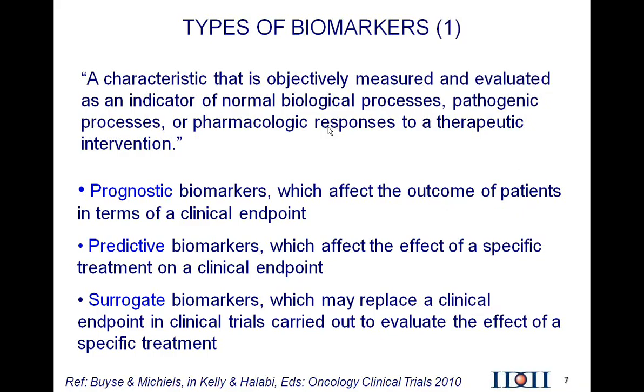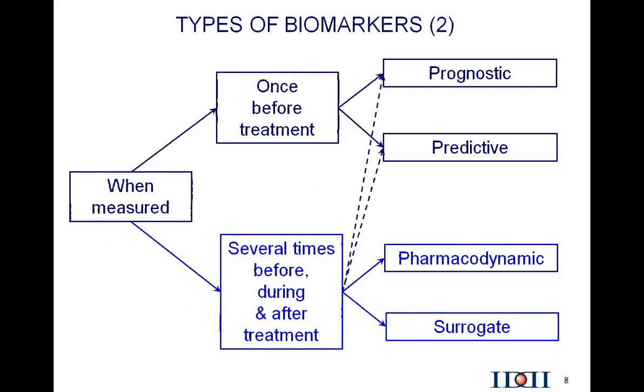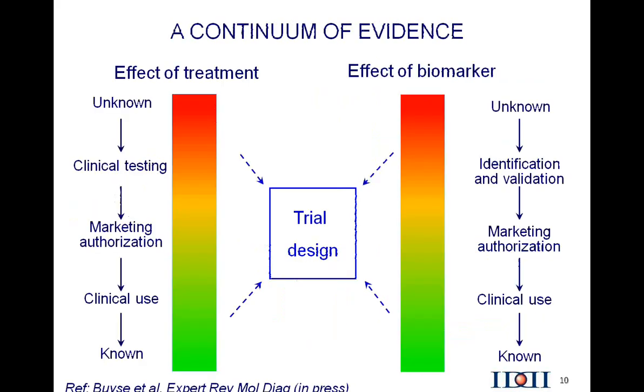We will not discuss surrogate biomarkers, which might later replace a clinical endpoint, but this is still science fiction at this time. So the types of biomarkers that we will discuss today are essentially those that are measured once before treatment, in other words at baseline, before a patient is entered in a clinical trial. And again, these biomarkers can be prognostic or predictive.